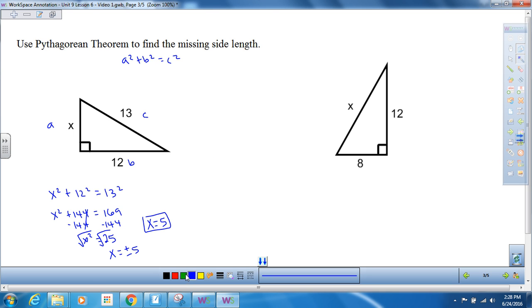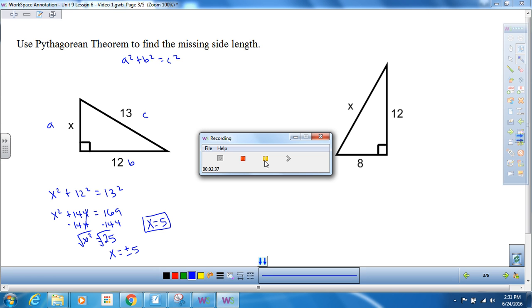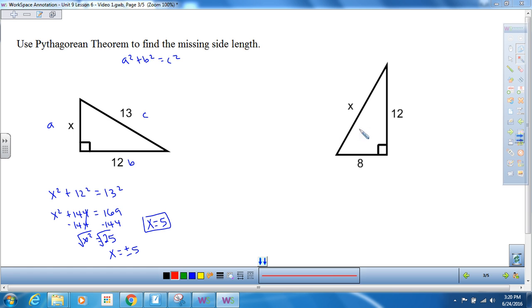All right, let's look at the next one. So we can see what we have here. 8 is a leg, we'll call that A. 12 is also a leg, we'll call that B. And now our hypotenuse is x. What we're trying to find is C. So 8 squared plus 12 squared equals C squared.